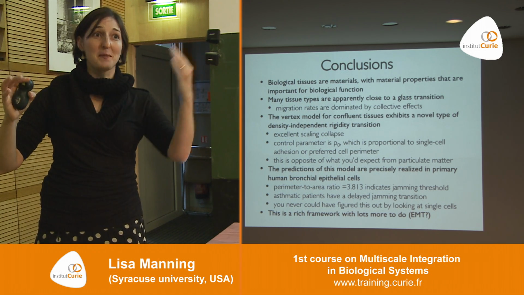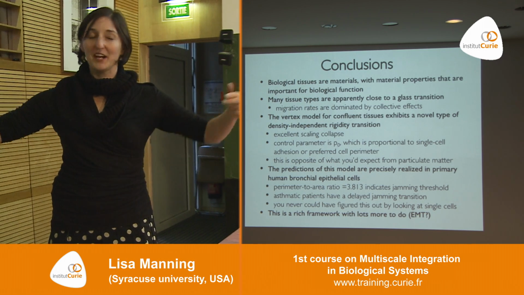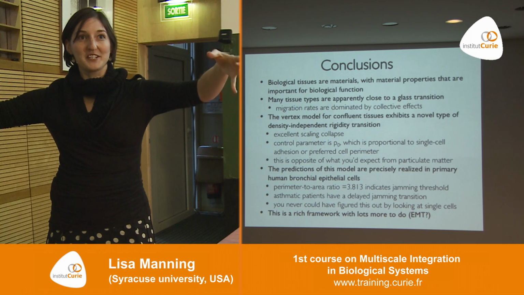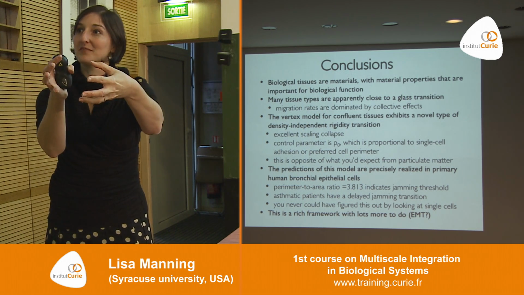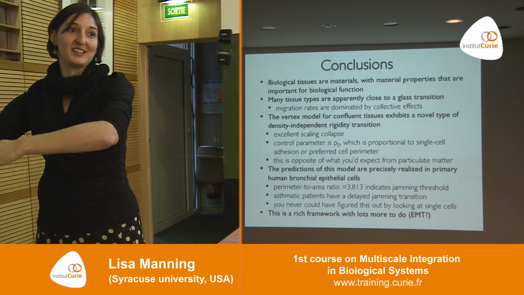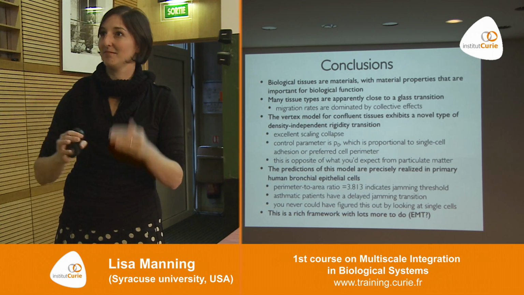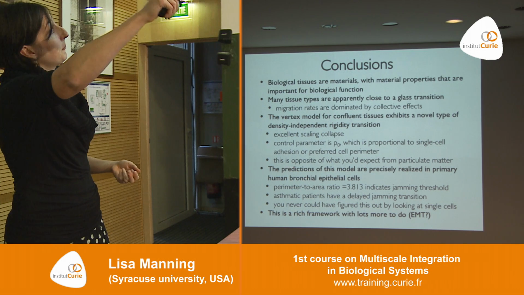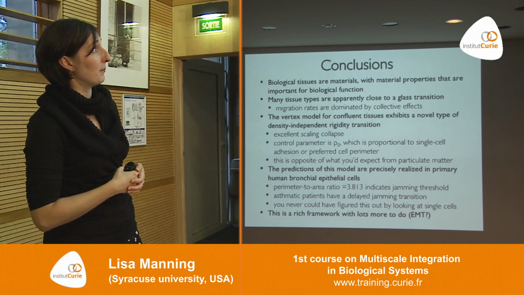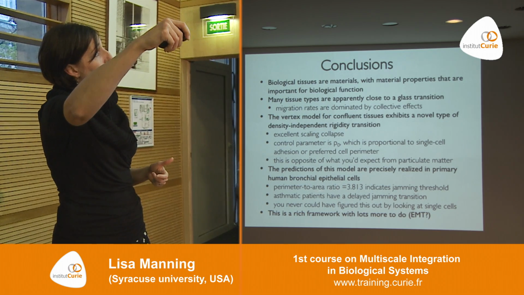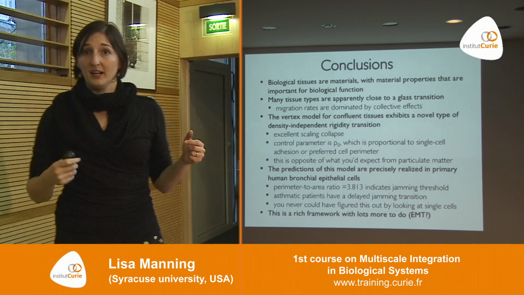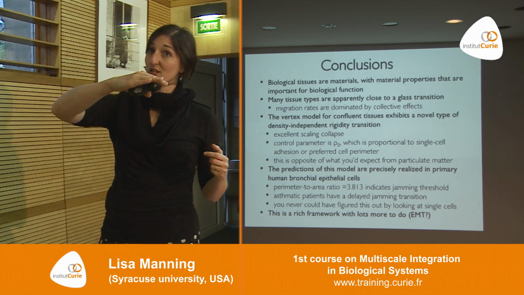Now, there's an interesting possibility of what's called reentrant behavior, whereas if you start out as individual cells and you come together, adhesion might help you come together. But then once you're together, the adhesion actually tends to make you more fluid-like again. So there's some interesting possibilities there. The predictions of this model are precisely realized in human bronchial epithelial cells. This perimeter to area ratio goes to exactly 3.81 in the limit that these things become jammed.